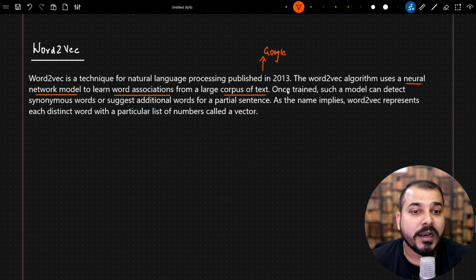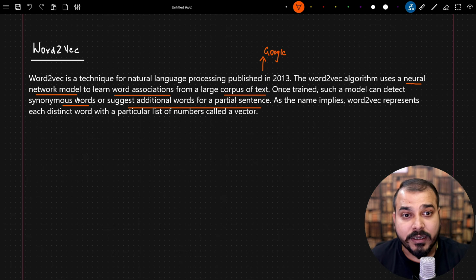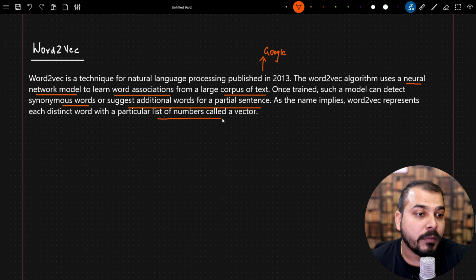Once trained, such a model can detect synonym words or suggest additional words for a partial sentence. So it will be able to detect synonyms. It will be able to detect opposite words and many more things. As the name implies, Word2vec represents each distinct word with a particular list of numbers called vectors.